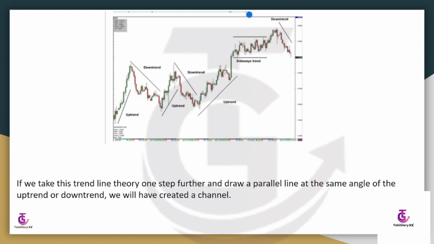If we take the trend line theory one step further and draw a parallel line at the same angle as the uptrend or downtrend, we will have created a channel. Looking at this image above, this is a way to draw a trend line channel. I will explain this further.